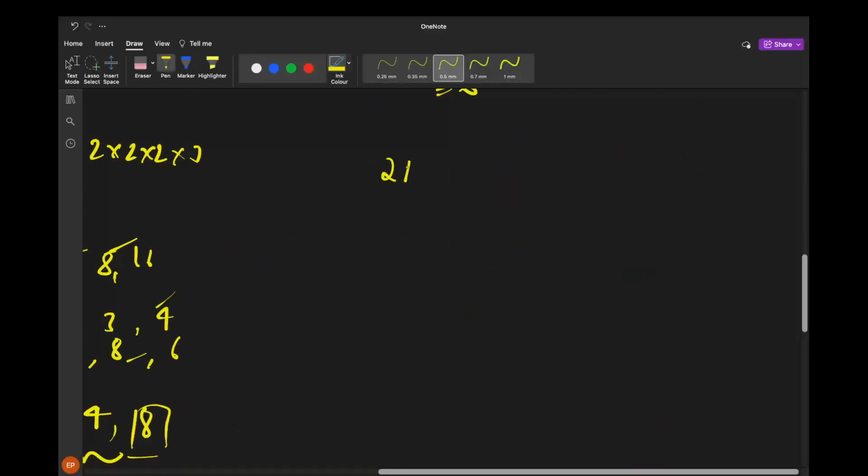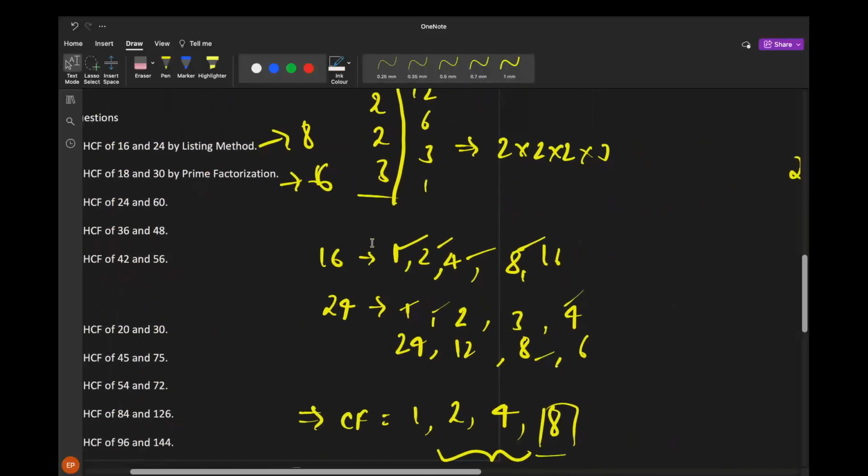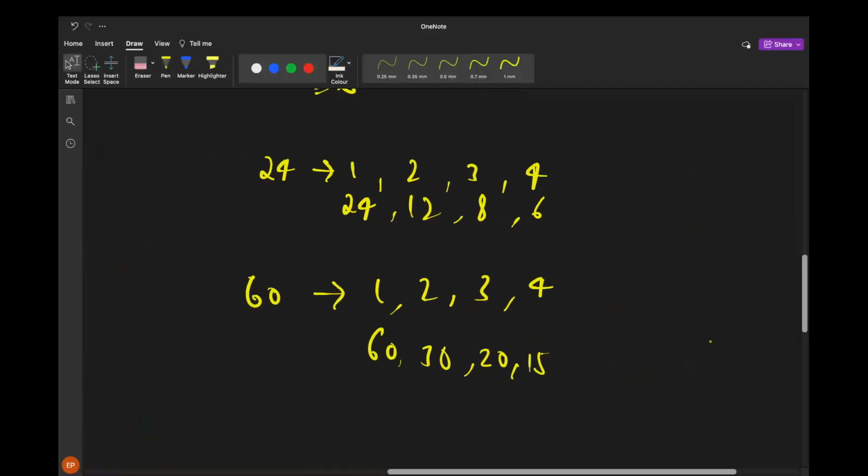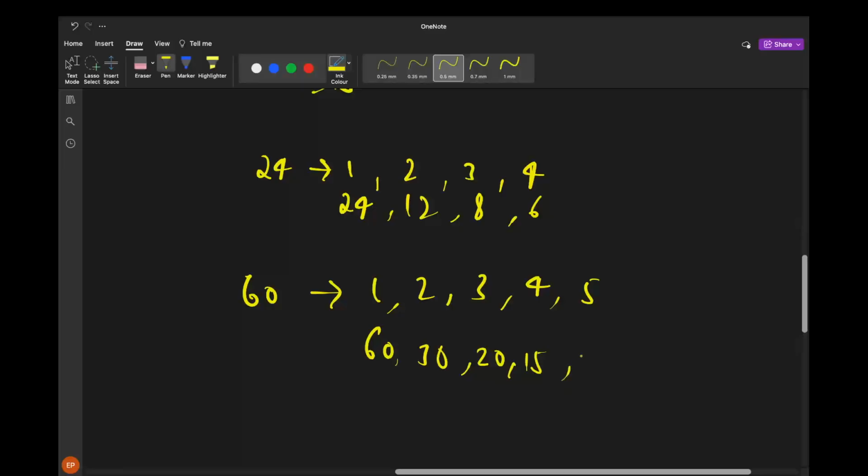Let's solve. 24 factors are 1 24, 2 12, 3 8, 4 6. These are the factors for 24. Then another number is 60. Let me write factors for 60 also. 1 60, 2 30, 3 20, 4 15, then 5 12, 6 10, 7 no, 8 no, 9 no, 10. Already done.